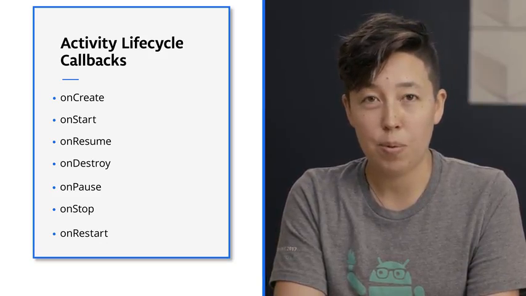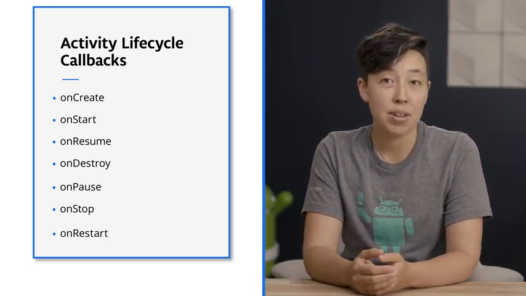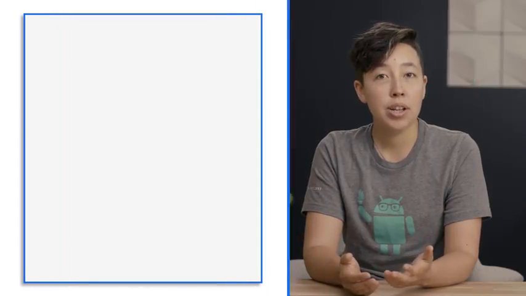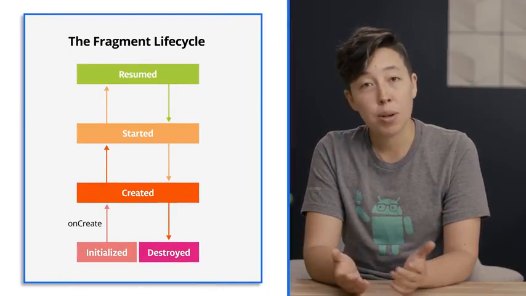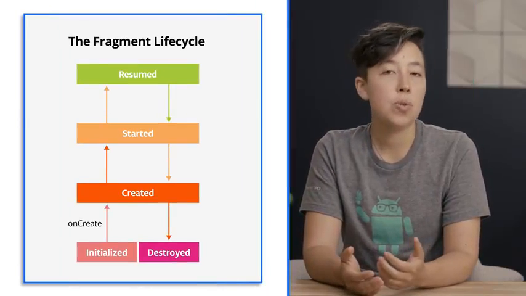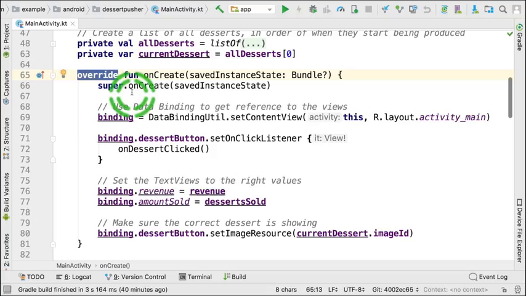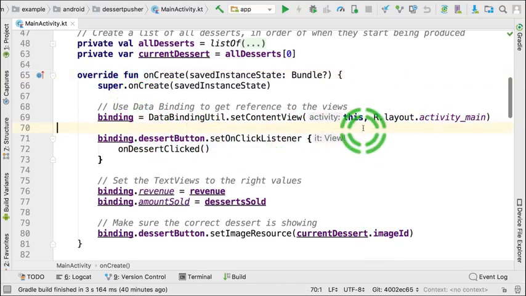Let's look at a concrete example. One of these callbacks may jump out at you: onCreate. That's because you use this callback. onCreate is called once the activity is created, but not yet visible, and it's where you should do any one-time initializations. So here is what an onCreate method actually looks like. In fact, the onCreate method for Dessert Pusher. You can see over here that you're actually overriding a method. And within the body of the method itself, you're doing important one-time initializations, such as inflating the layout here.